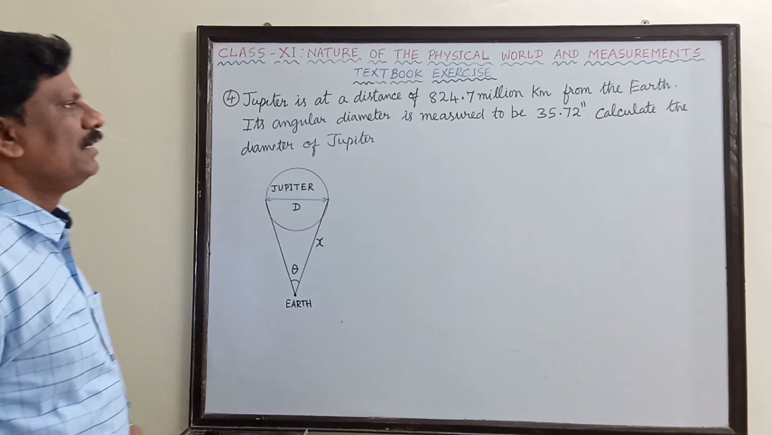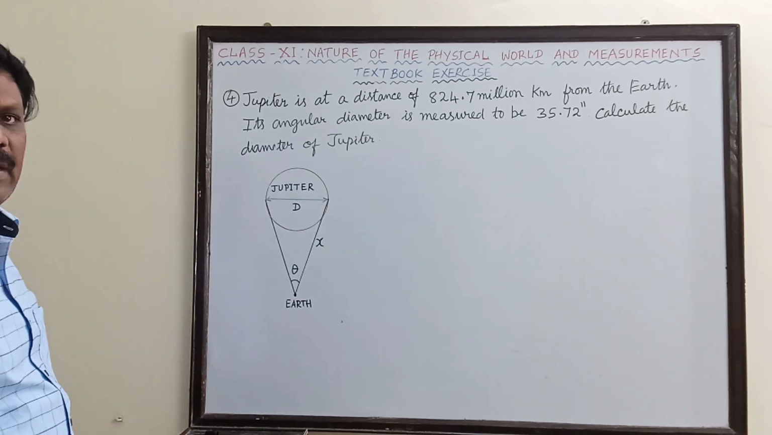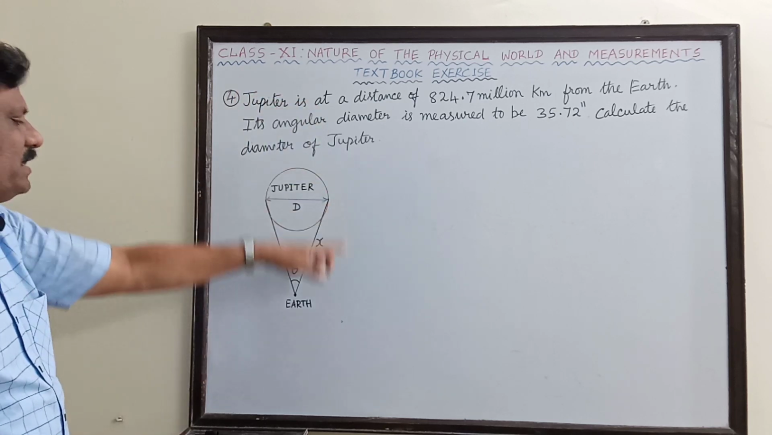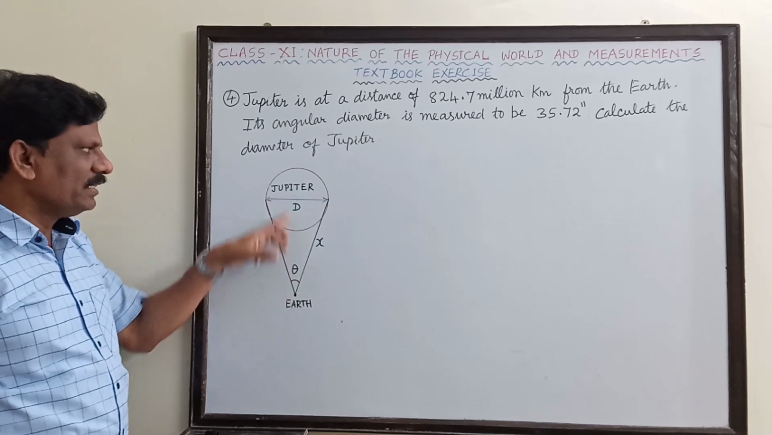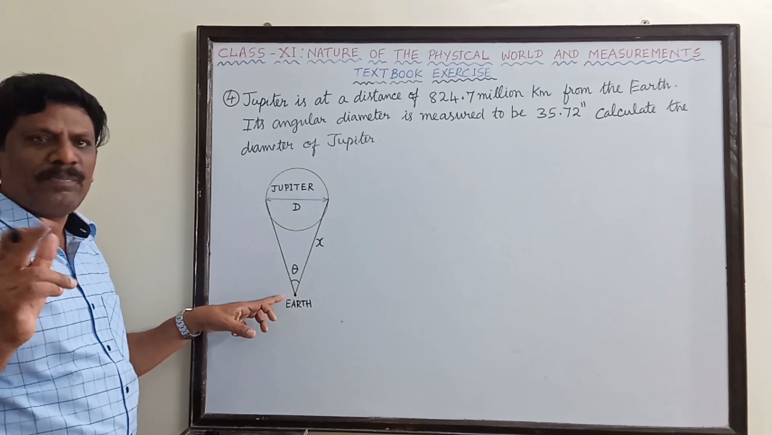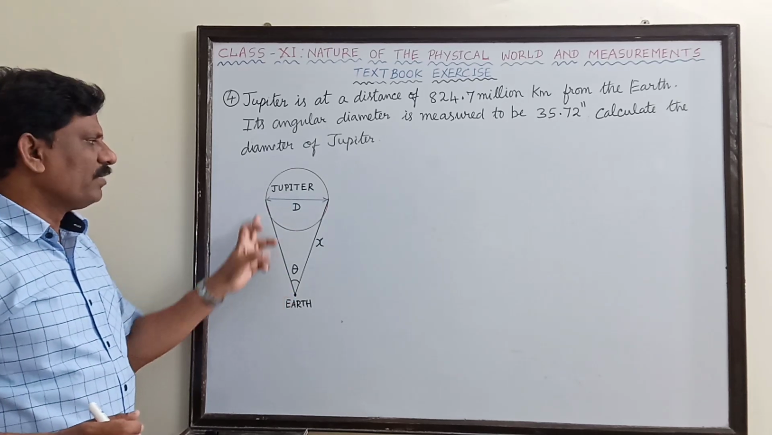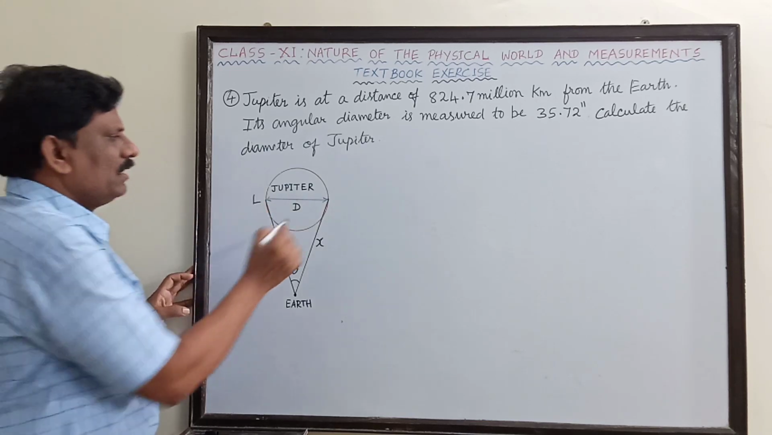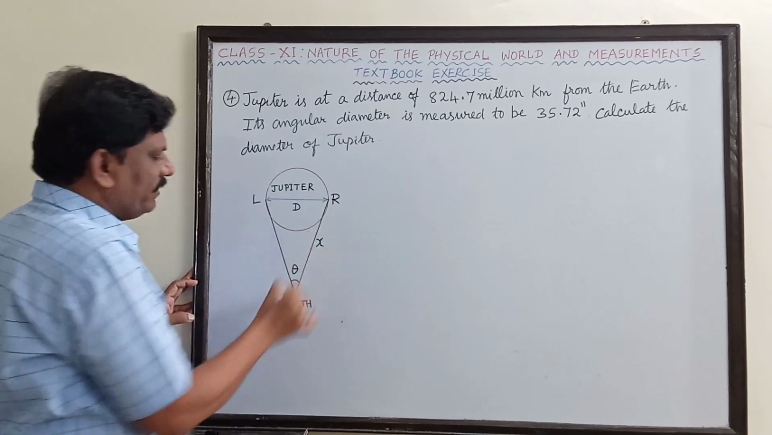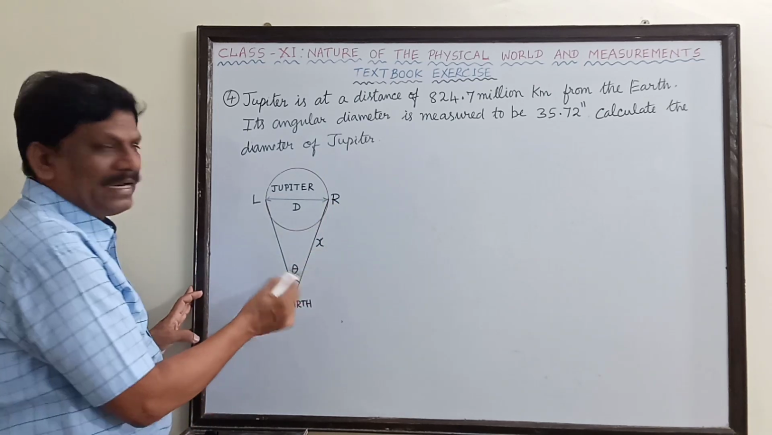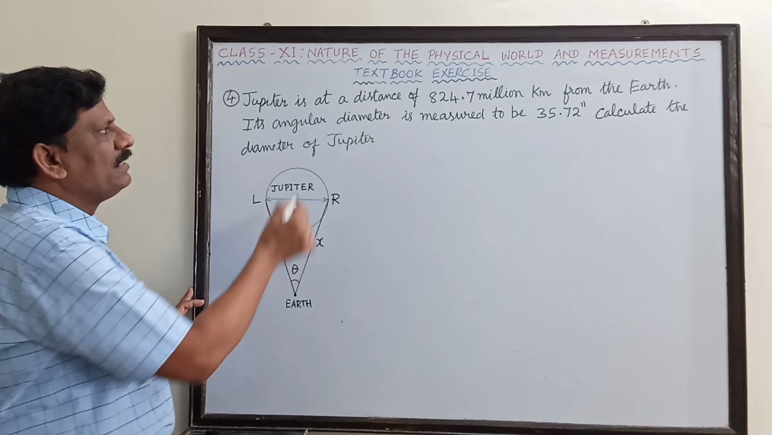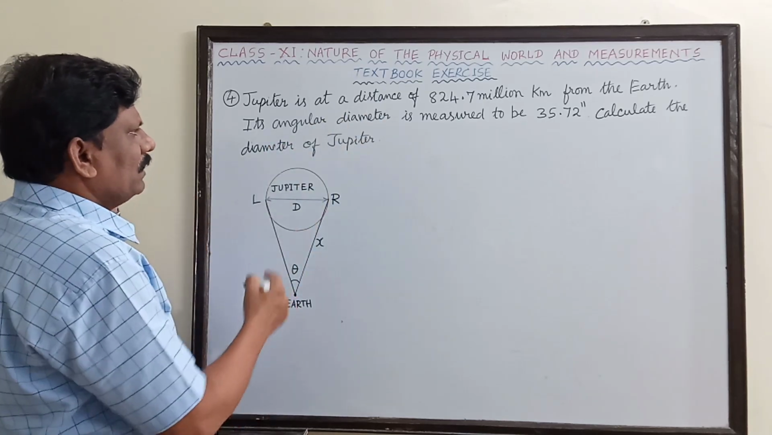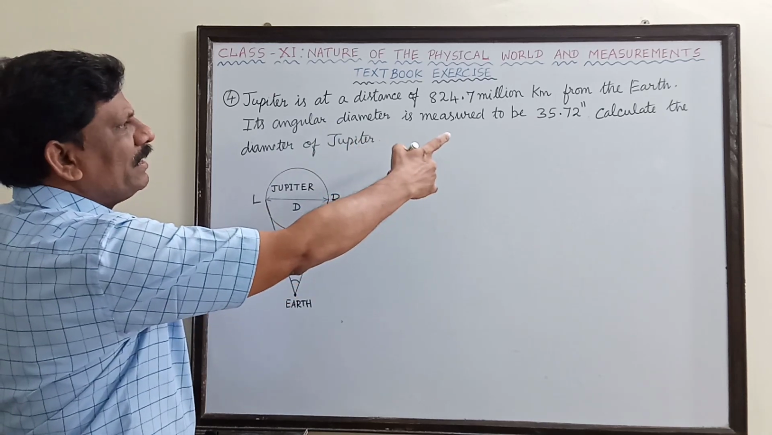So here first of all, what are all the different given information we have to write? In this picture we can see that we are measuring the distance of Jupiter from being at one point on the Earth. So from the left end of Jupiter we receive the light, and from the right end also we receive the light. So that we measure the parallax angle theta, and this angle only is called as what? Angular diameter. Understand?